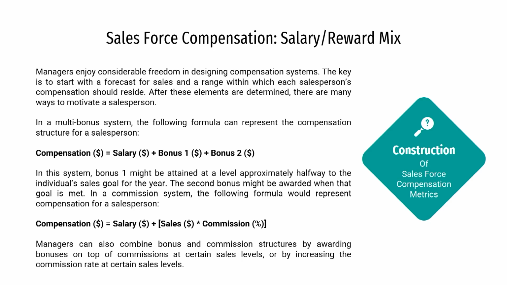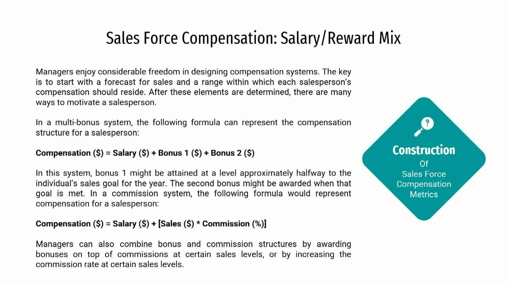In case of a multi-bonus system, if you have a look at this slide, the following formula can represent the compensation structure for a salesperson. What is the formula? Compensation equals salary in terms of dollars, which is fixed, plus bonus 1 and bonus 2. Let me take an example. Bonus 1 is for achieving the sales target in terms of dollars, and bonus 2 is for achieving the target for new account generation.